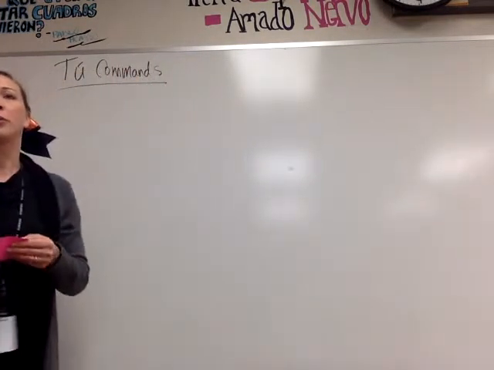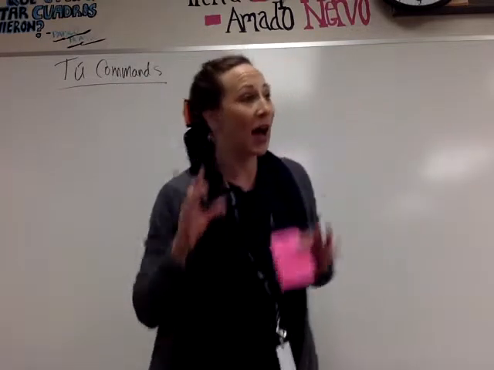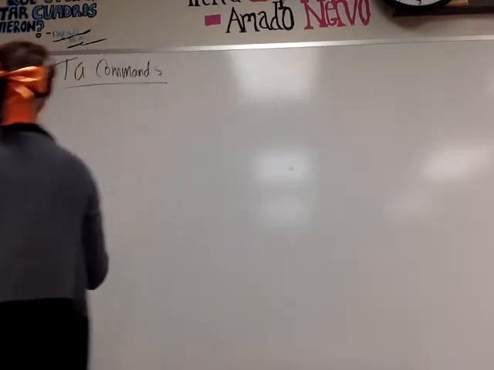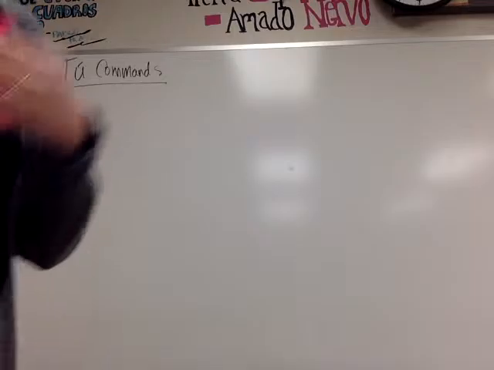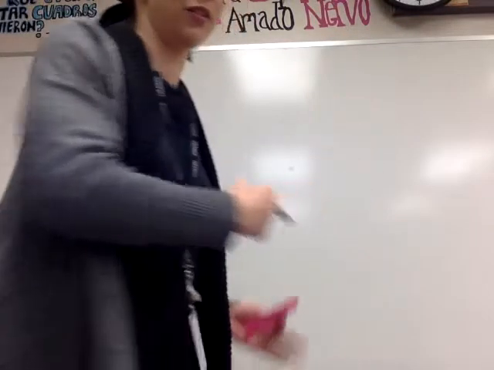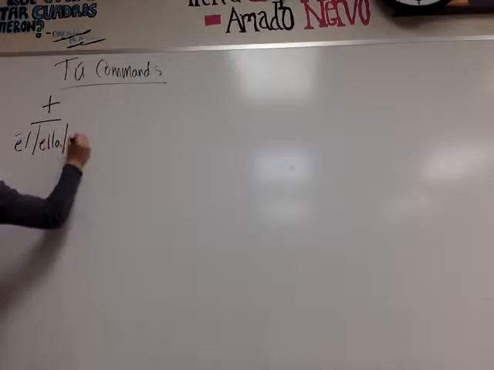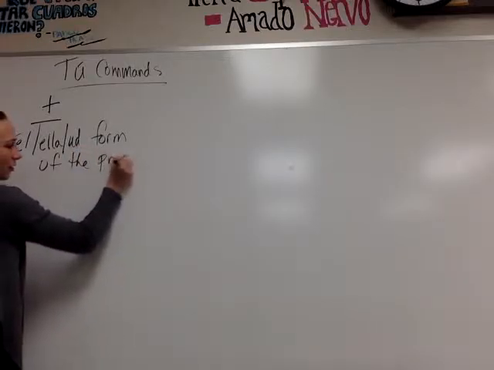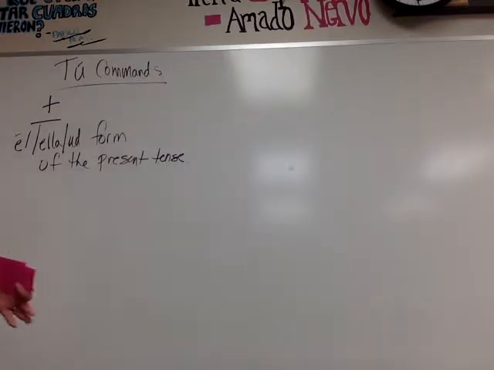Okay. So how do you form a tú command? Well, unfortunately, this is where things change. Because they form one way if it's a positive command, and they form a different way if it's negative. So let's start with the positive tú commands. And what I mean by positive is it's not like I'm saying something nice to you, it's that I'm telling you to do something versus telling you to not do something. So the way that you form a tú command is very simple. You just put the verb in the él, ella, usted form of the present tense. And you are done. That's it.